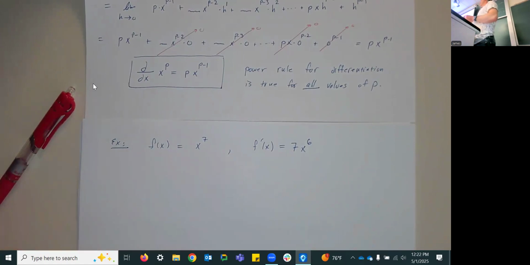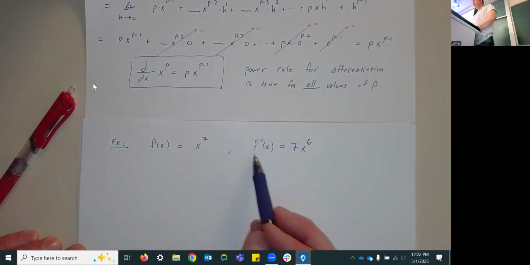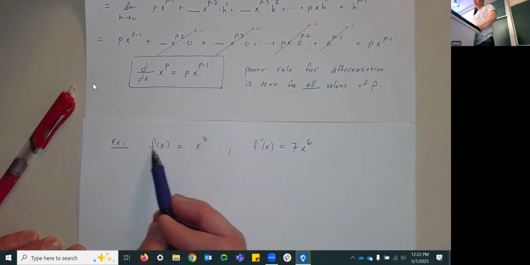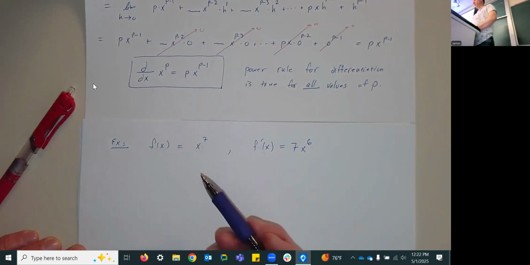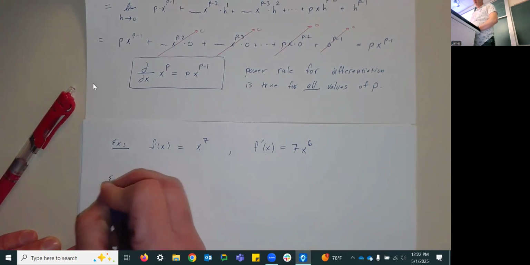Now, I'm also introducing a couple of notation things here. One way of writing a derivative is saying the function is something, and the derivative, we read that as f prime of x. So I say here f of x equals x to the 7th, and the derivative f prime of x equals 7x to the 6th. Or we could say it this way.